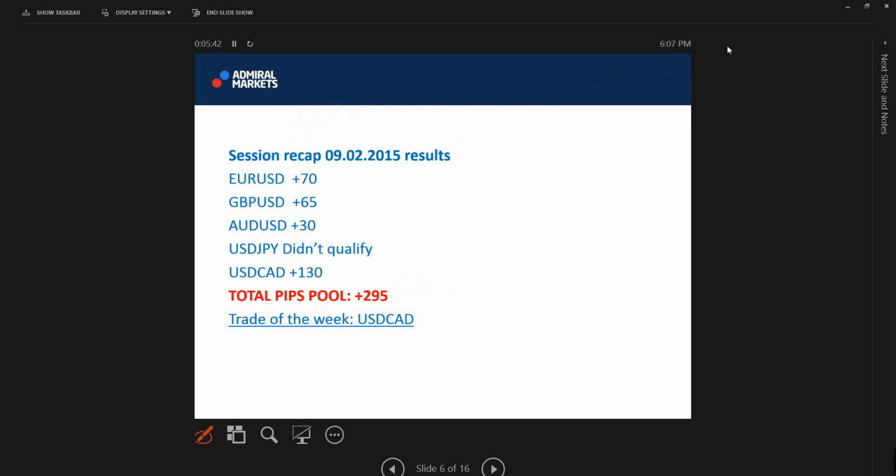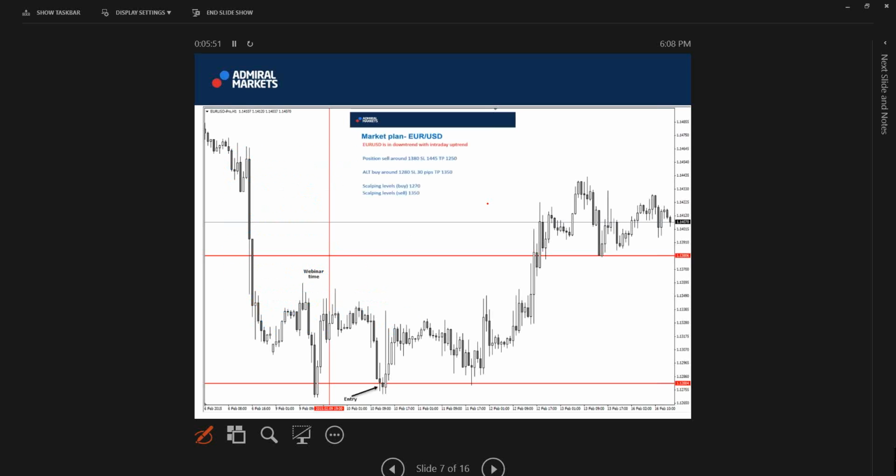Yeah, okay. Trade of the week is dollar CAD. Definitely dollar CAD is trade of the week. 130 pips, well, that is pretty much good.